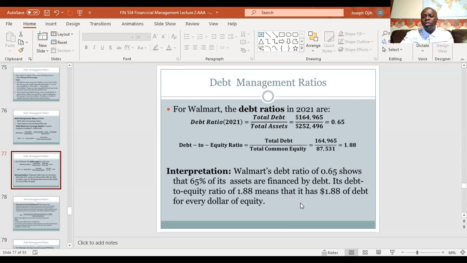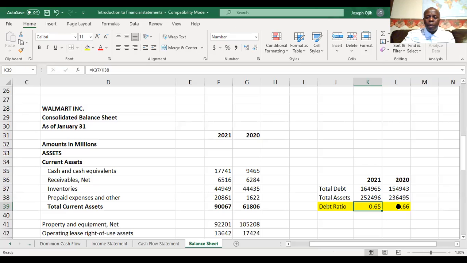But if you look at 2020, when you look at the balance sheet, our answer says 0.66. That means 66% of its assets was financed with debt. Okay. Now, so we can try this with other companies.